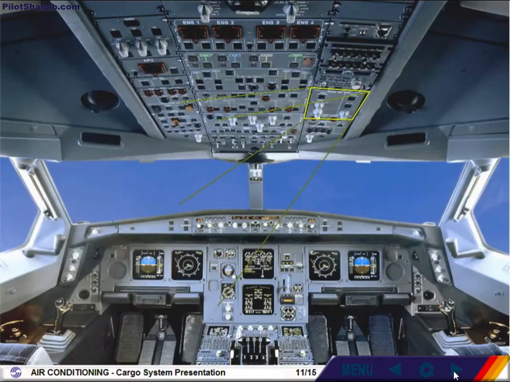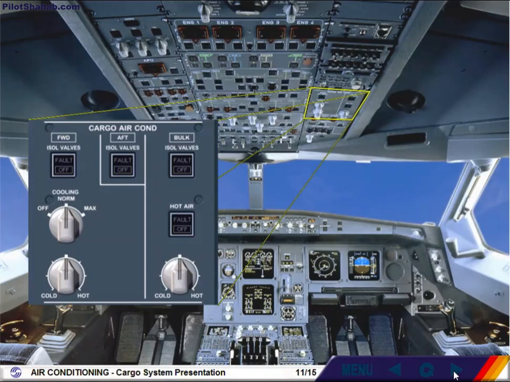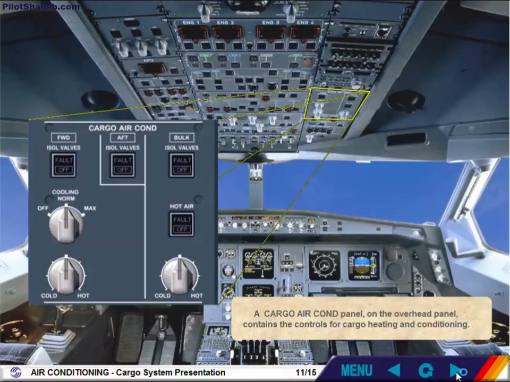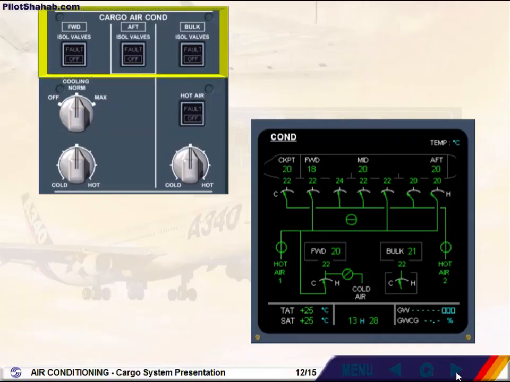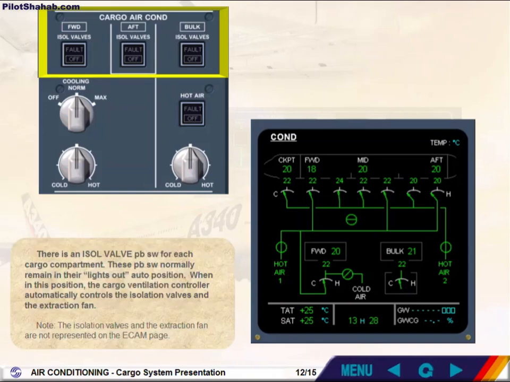A cargo air conditioning panel on the overhead panel contains the controls for cargo heating and conditioning. There is an isolation valve push-button switch for each cargo compartment. These push-button switches normally remain in their lights-out auto position. When in this position, the cargo ventilation controller automatically controls the isolation valves and the extraction fan. Note: the isolation valves and the extraction fan are not represented on the ECAM page.